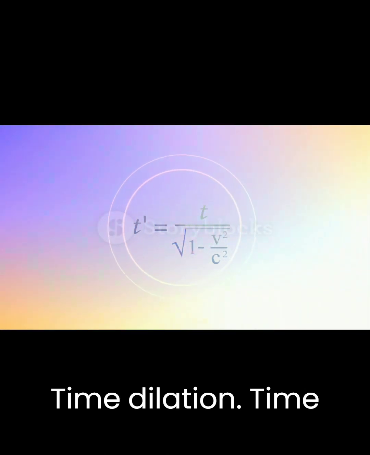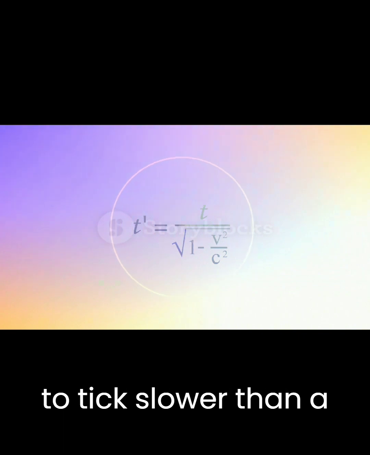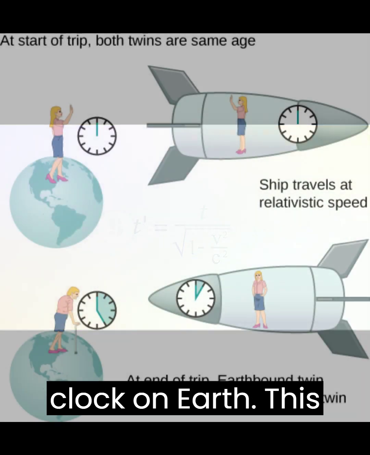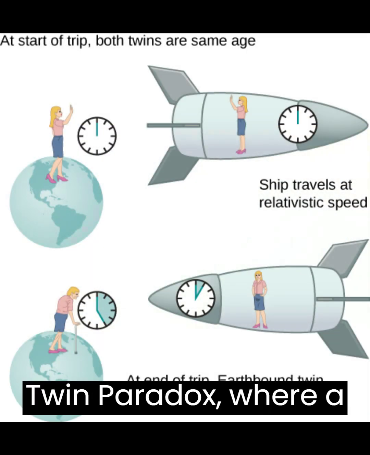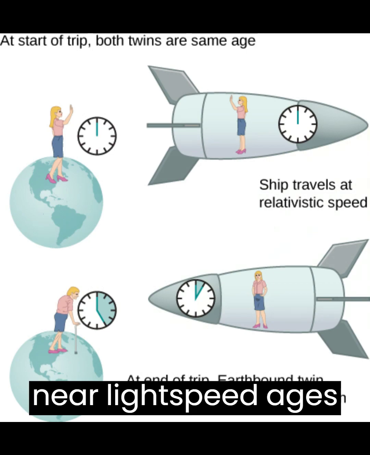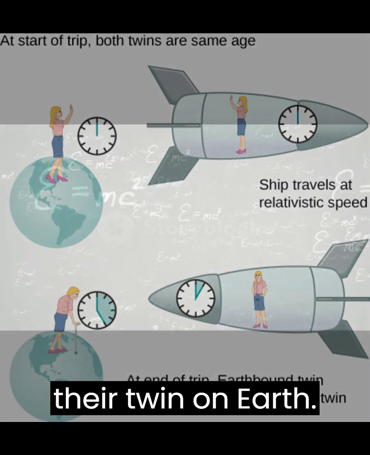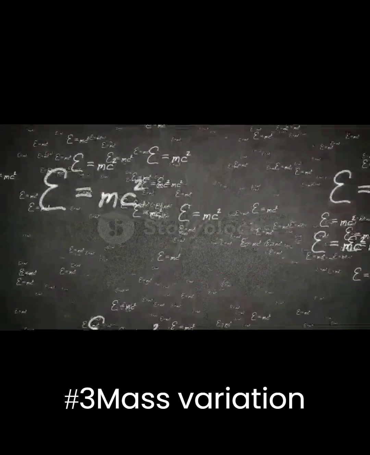Number 2. Time dilation. Time passes slower for objects moving close to the speed of light compared to those at rest. Think of a clock on a fast-moving spaceship. If you're observing from Earth, the clock on the spaceship seems to tick slower than a clock on Earth. This is famously illustrated in the twin paradox, where a twin traveling at near light speed ages more slowly than their twin on Earth.